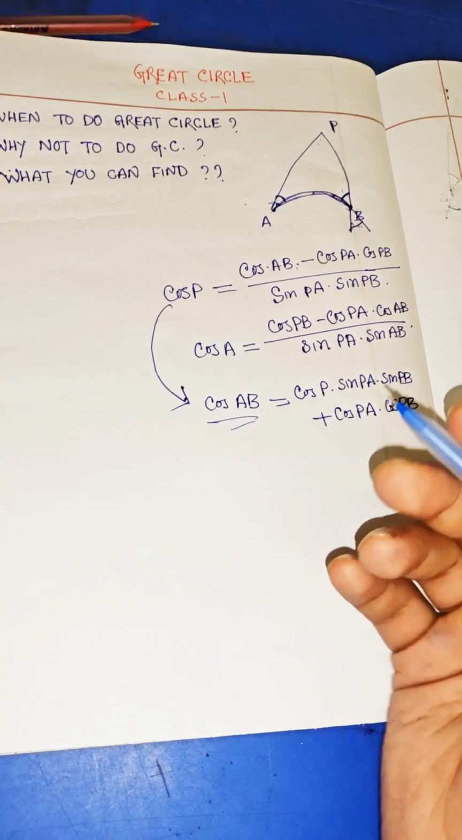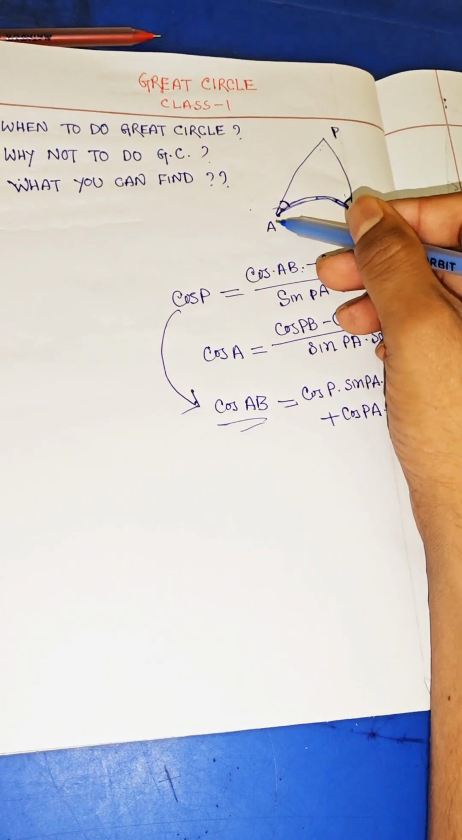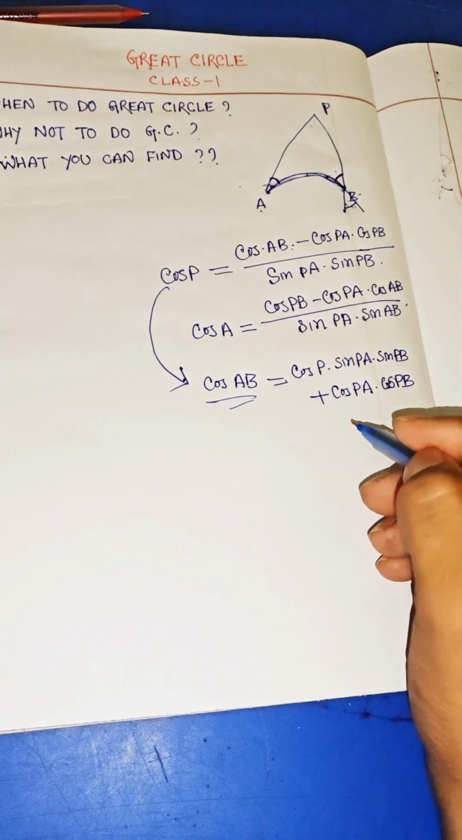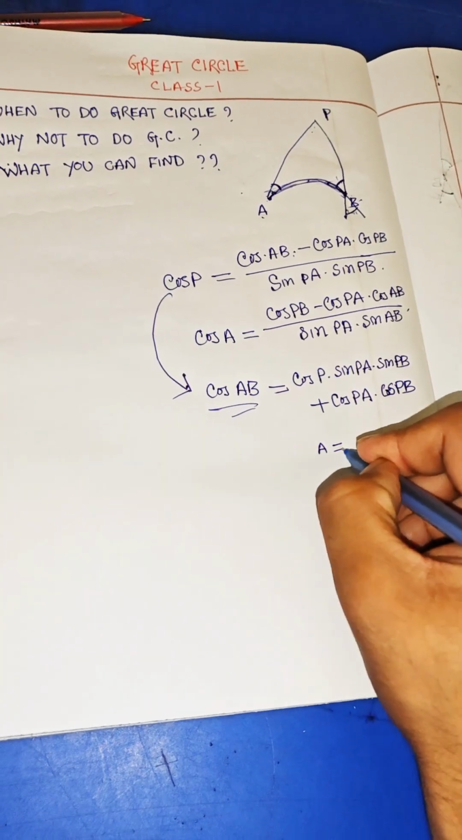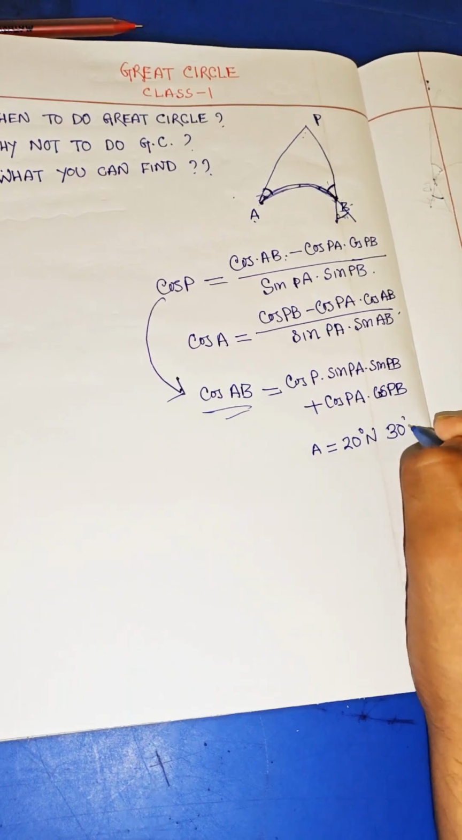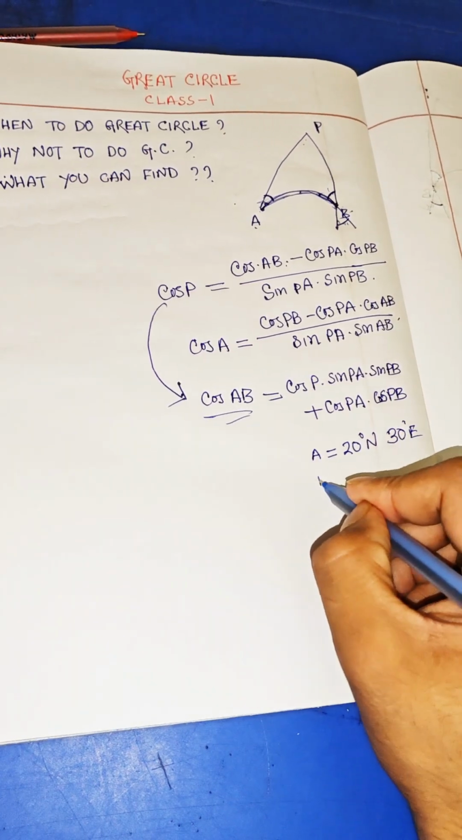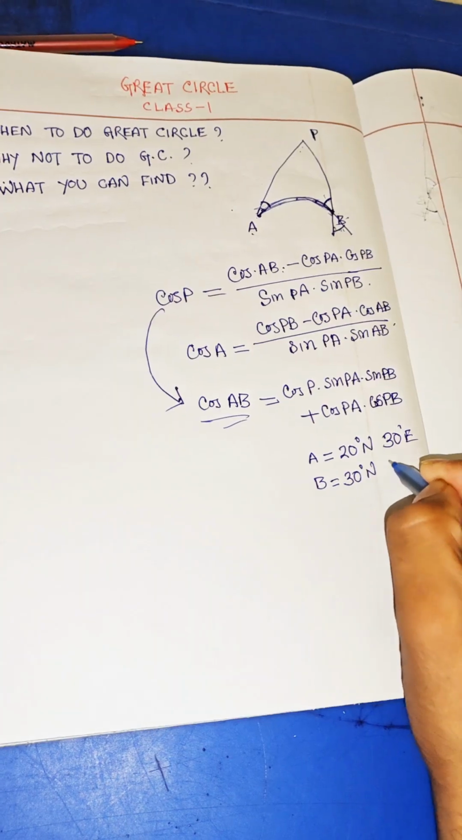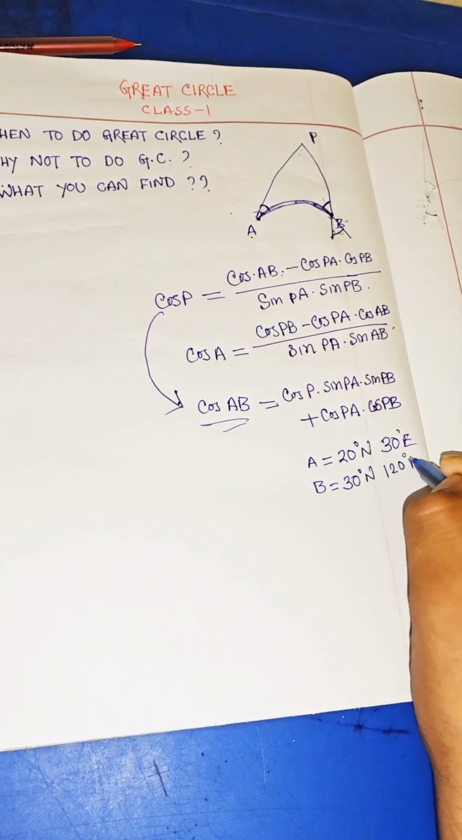Okay guys, now suppose you are going from initial position A to final position B. Suppose initial position A is equal to 20 degrees north, 30 degrees east, and B is equal to, suppose, 30 degrees north, 120 degrees east.